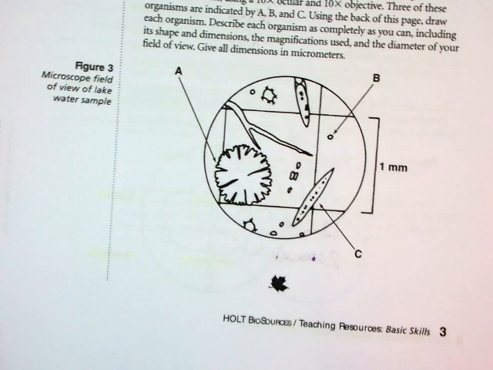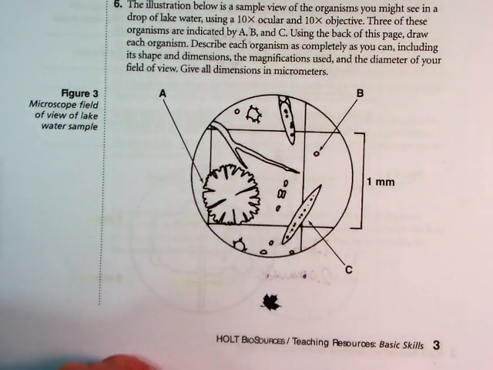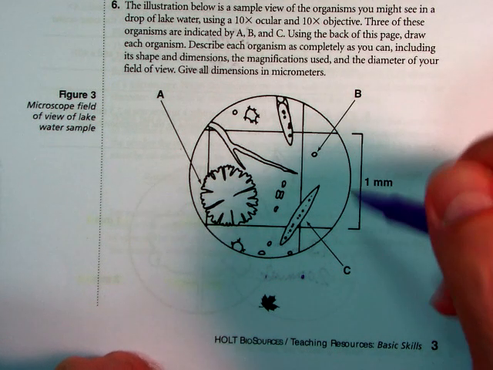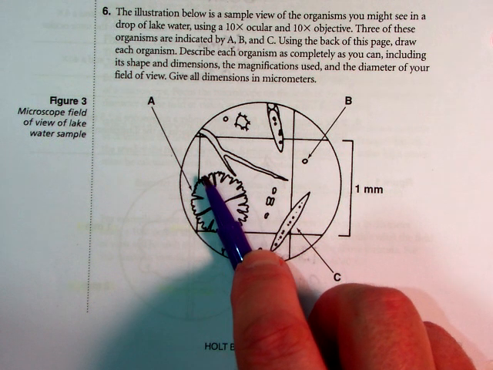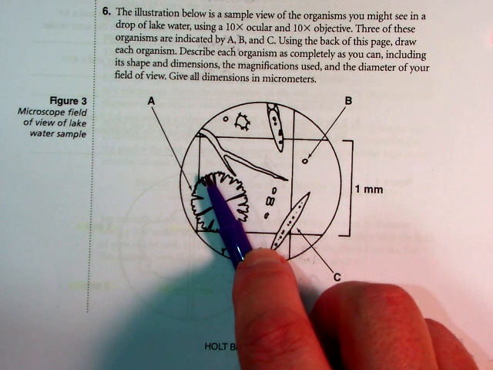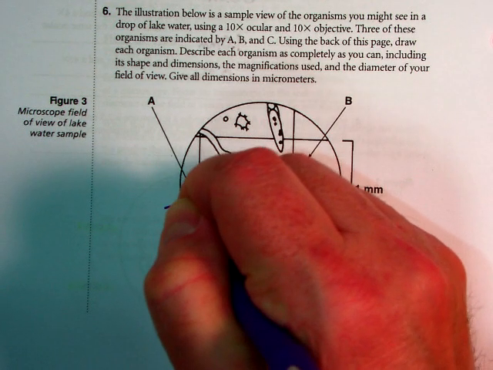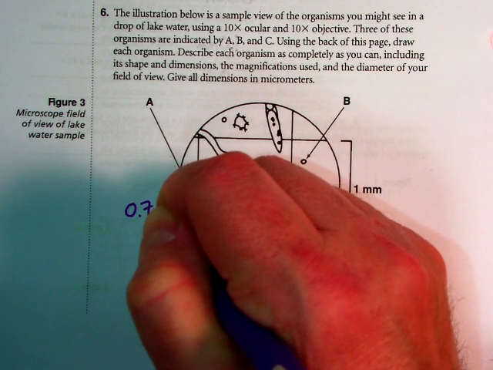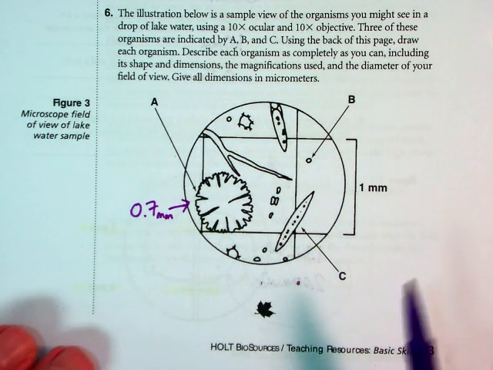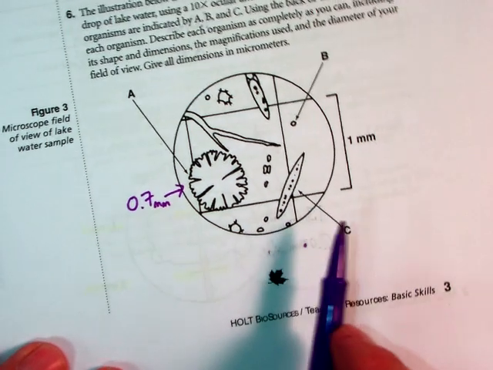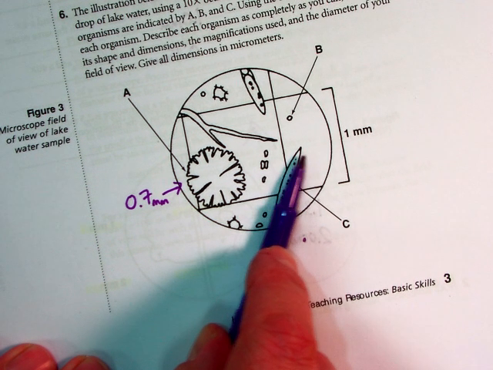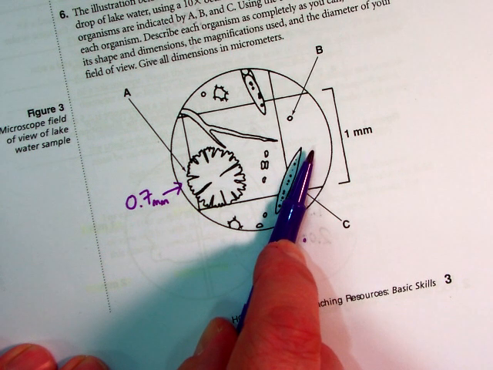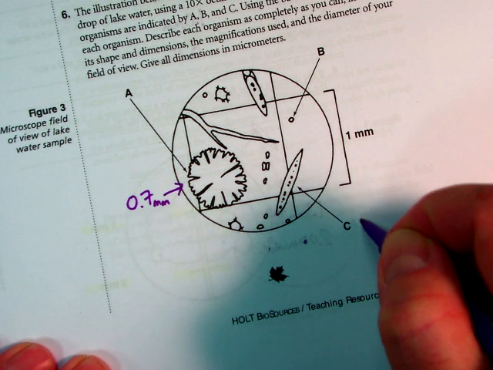And then finally, it asks you to find the dimensions for these organisms. We know this is 1 millimeter. We can come over here and look. It's larger than 0.5, but it's smaller than 1. So we can see about 0.6 or 0.7 millimeters. We can estimate this one at 0.7 millimeters. You shouldn't say more than 1. You shouldn't say less than a half. This one, we already know this is 1 millimeter. So this is probably about 0.8 millimeters for C.